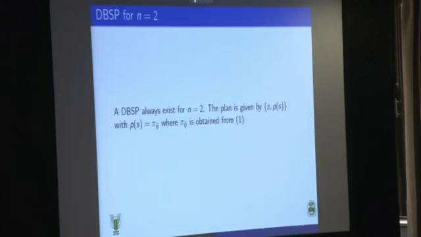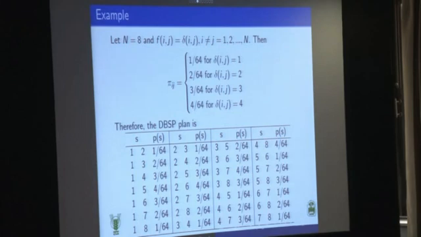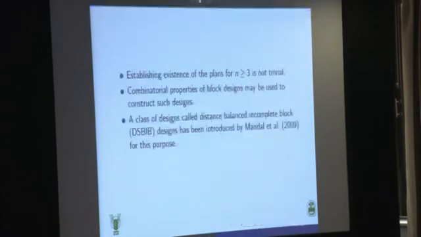Now for sample size 2, we have proved that a DBSP plan will always exist. The plan is simply given by taking the probability of selection equal to pi_j, which is given by that expression. So we can always find a sampling plan for sample size 2. For example, if we have capital N equal to 8, the population size, then these are the choices of the pi_j's and the probabilities of selection. Accordingly, from the values of pi_j you just put them in, because the total number of possibilities is 64, so we can arrange accordingly. Okay, so this plan is always available for sample size 2.